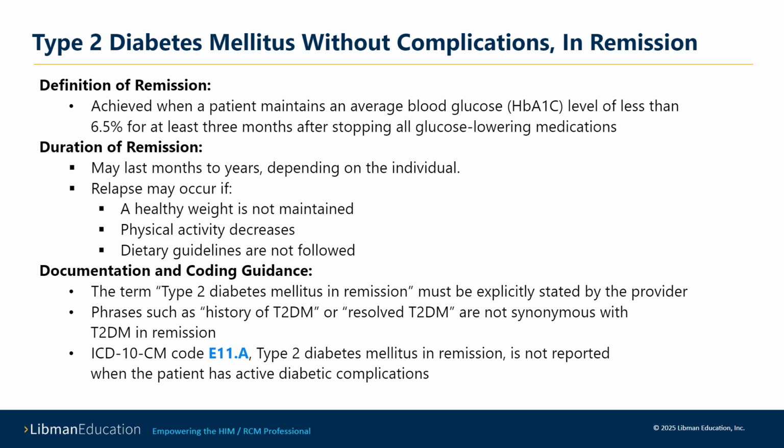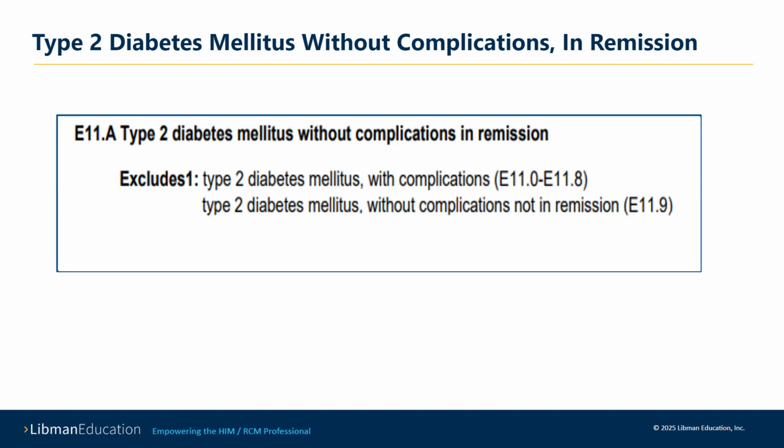ICD-10-CM code E11.A, type 2 diabetes mellitus in remission, is not reported when the patient has active diabetic complications. In order to identify our type 2 diabetes mellitus in remission, we have a new code, E11.A, type 2 diabetes mellitus without complications in remission. Here we also find an Excludes1 note: type 2 diabetes mellitus with complications, and type 2 diabetes mellitus without complications, not in remission.